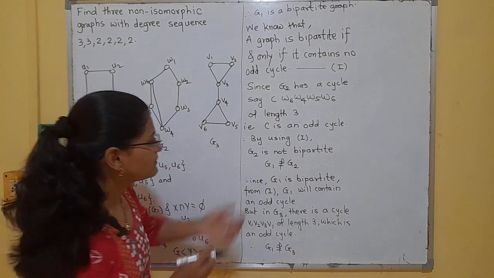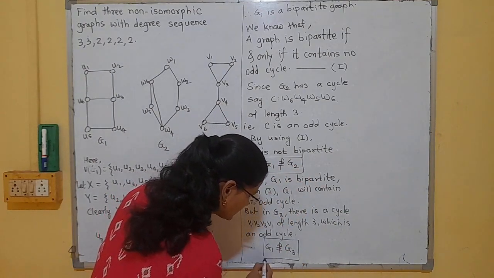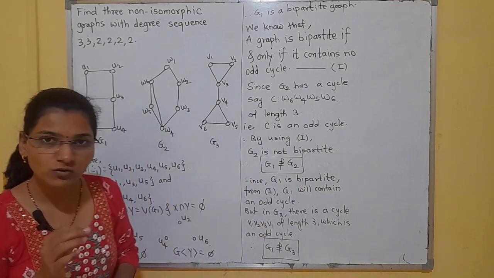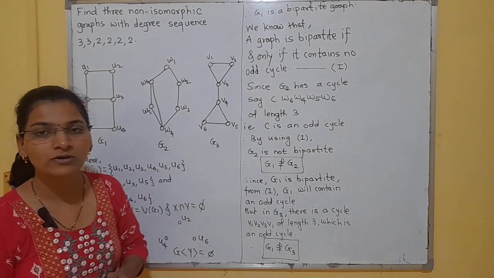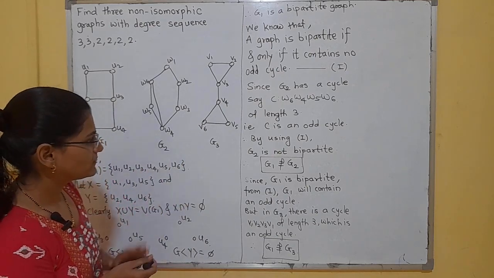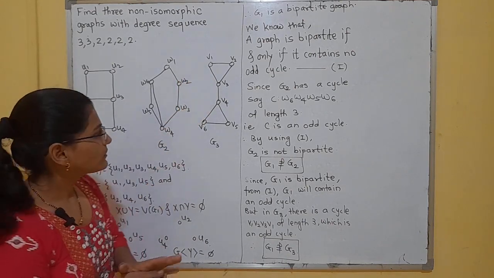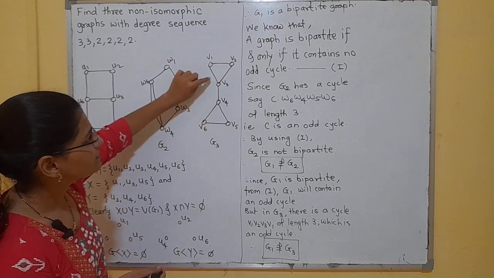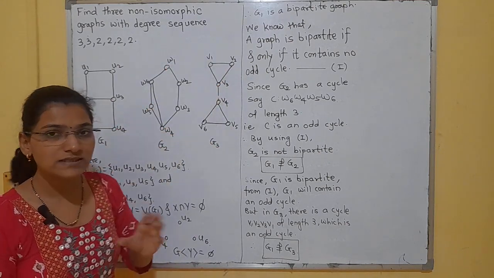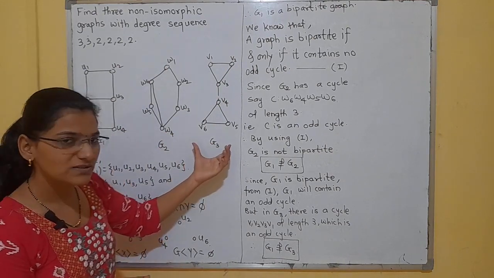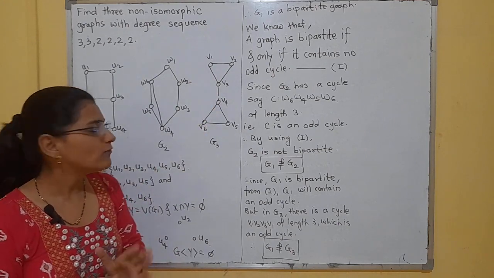We have proved G1 is not isomorphic to G2. We have proved G1 is not isomorphic to G3. So the only thing remaining to prove is G2 is not isomorphic to G3. So how to prove that? We have checked G3 contains odd cycles. These two are odd cycles, V1, V2, V3, V1, and V4, V5, V6, V4. These two are odd cycles of G3 of length 3. These both cycles are of length 3.